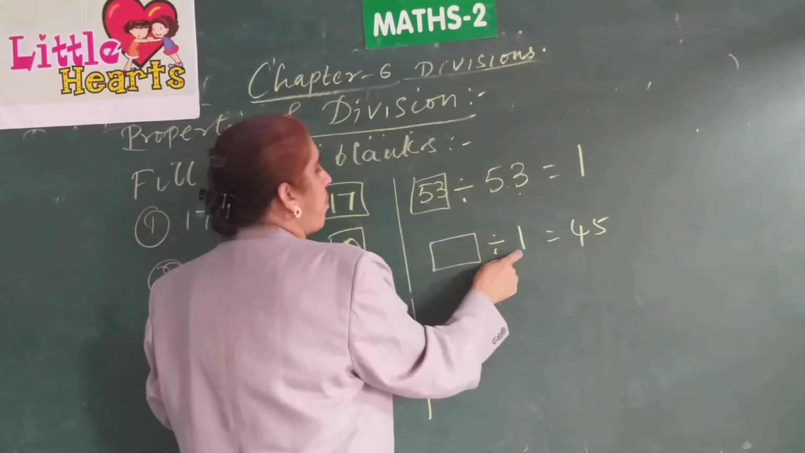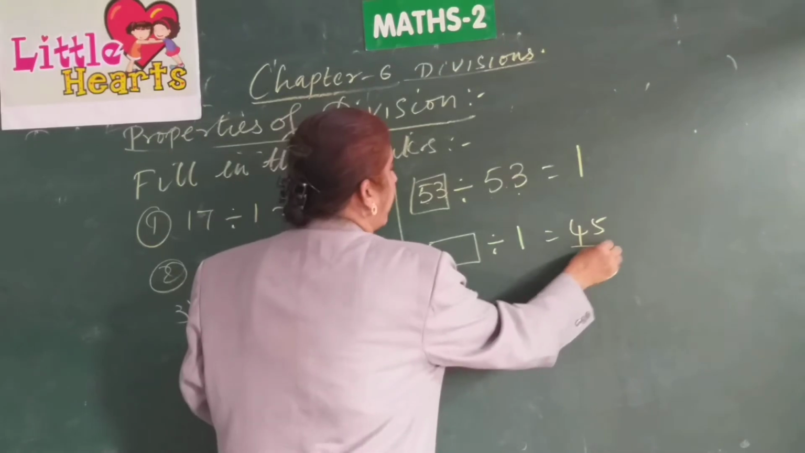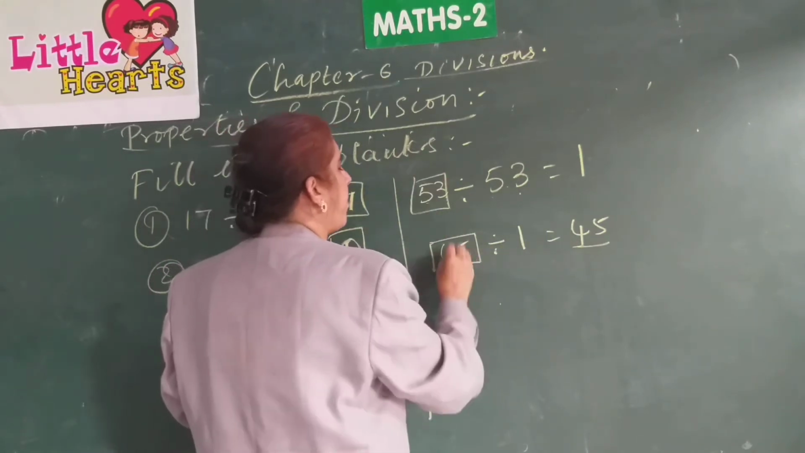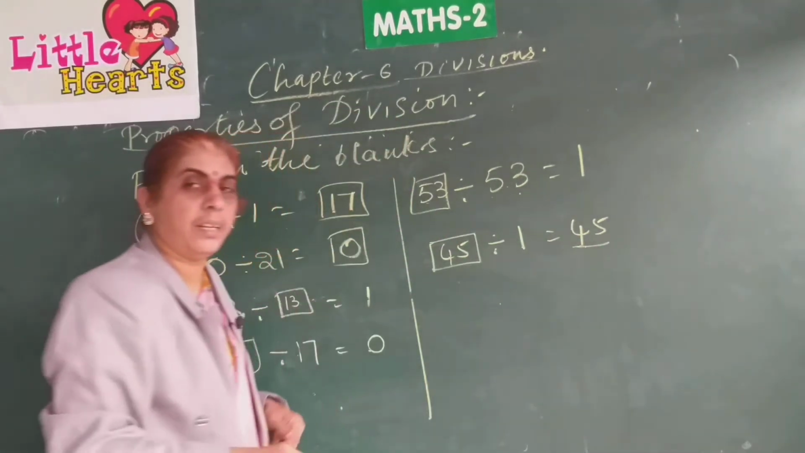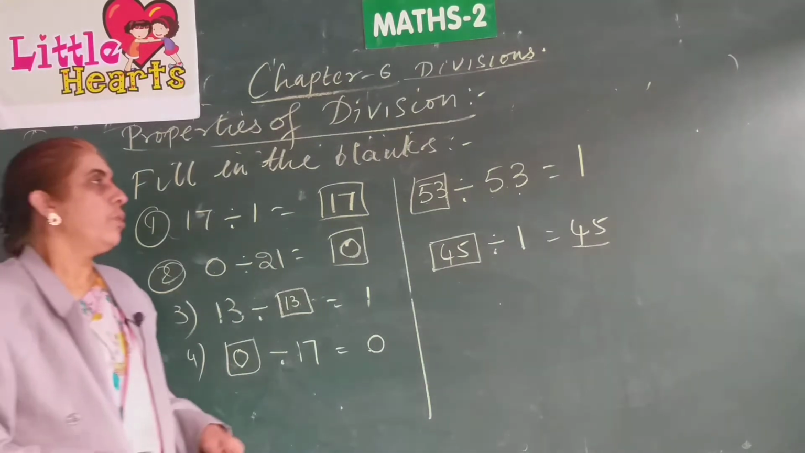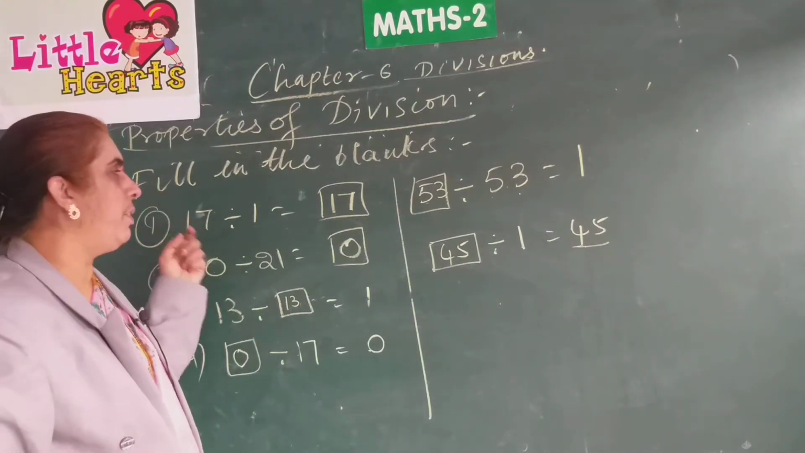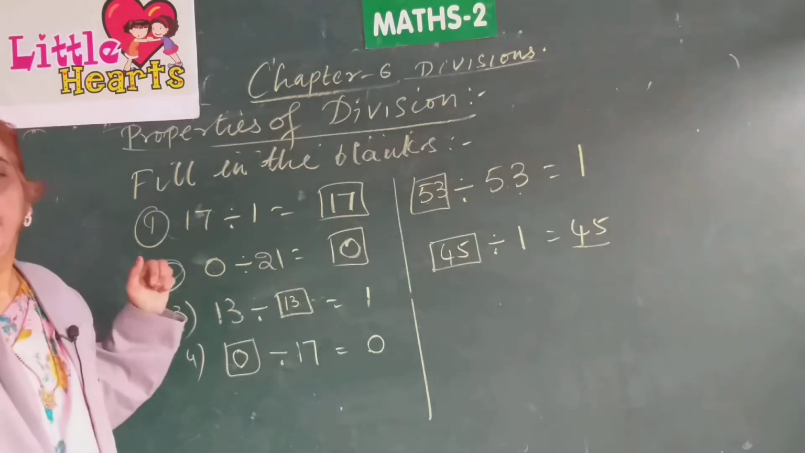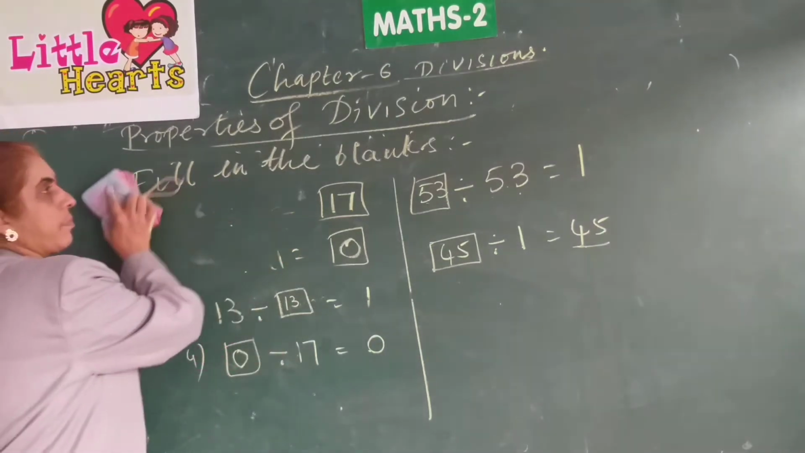Dash divided by 1 equals 45. When do you get the same number as the quotient? When 45 is divided by 1 only, we get 45 as the quotient. So basing on the properties of division, we have done this. Let us go with the word problems.